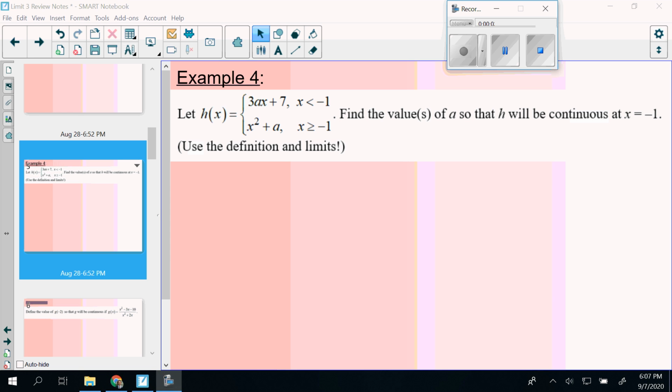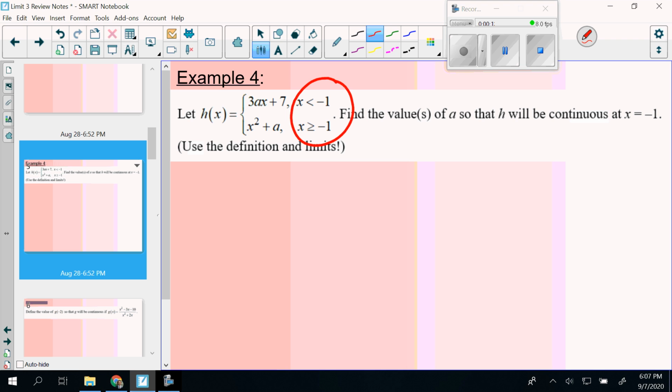All right, we're going to look at some piecewise limit problems. In this example, find the values of a so that this is continuous at -1. We can see this piecewise function is changing here at -1, so that's where we would want to check to make sure that it is continuous.